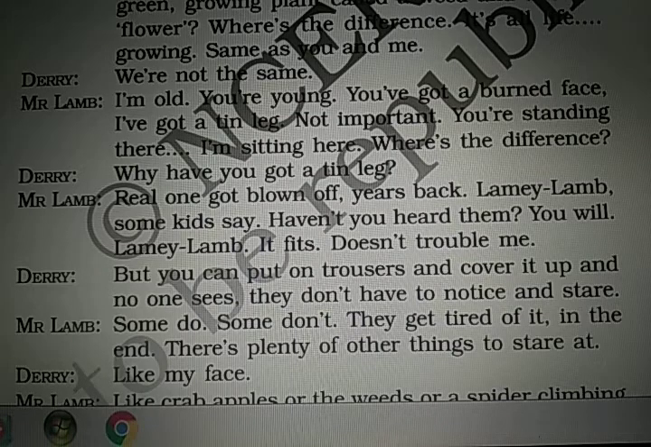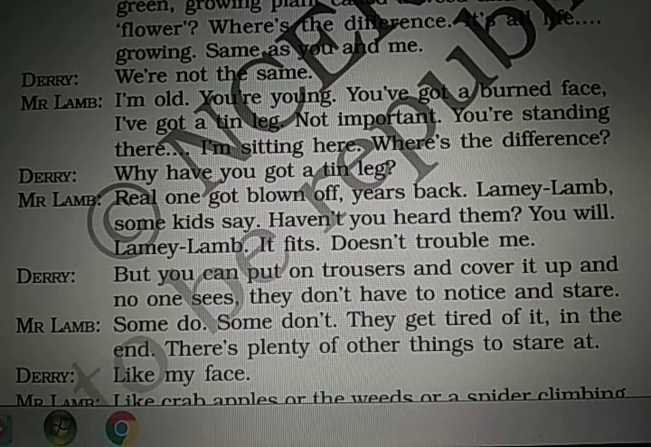You can put on trousers and cover this handicap of yours, and when it is covered under trousers, no one will be looking at it. No one will be noticing it, and then nobody will be staring at your leg. No, Mr. Lamb says, some do, some stare, some notice, some don't notice. They get tired of it. Actually, when things are seen time and again, people become habitual of it. As in the chapter Should Wizard Hit Mommy, father had told that at a later stage, other animals got habitual to the bad smell of the skunk and they started playing with him.